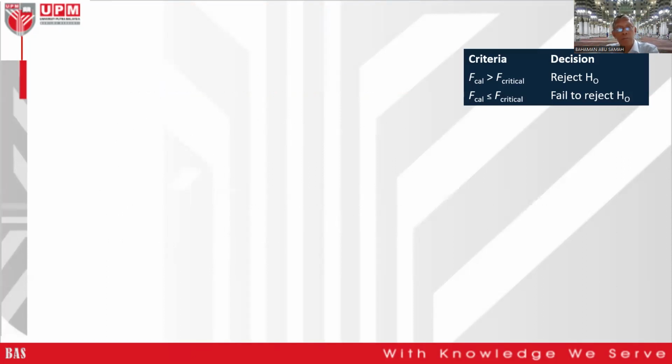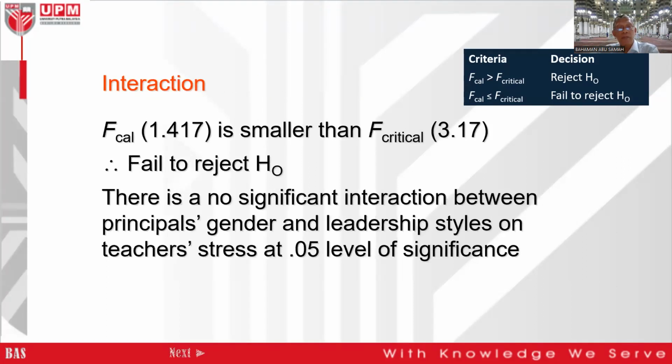And for the interaction, the F calculated is 1.417, which is smaller than F critical. When it is smaller, based on our decision criteria, we fail to reject the null hypothesis. When we fail to reject the null hypothesis, the conclusion here is that there is no significant interaction effect between principal gender and principal leadership style on teacher stress at the 0.05 level of significance.